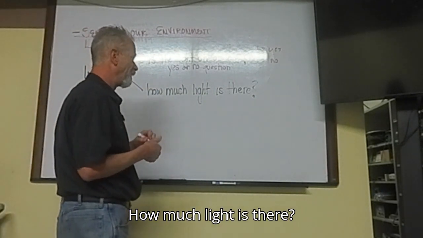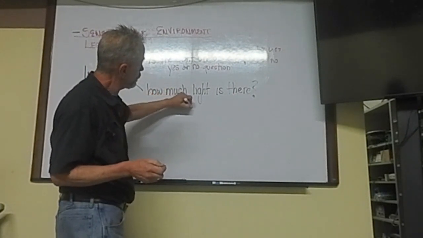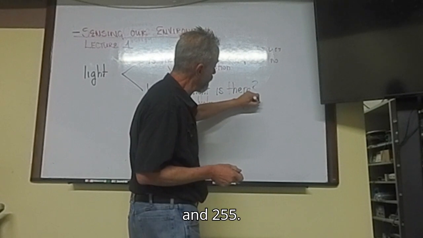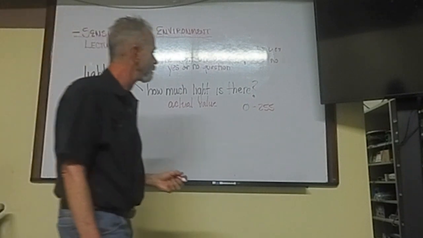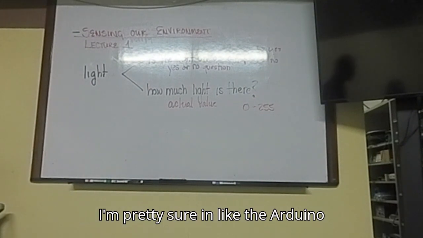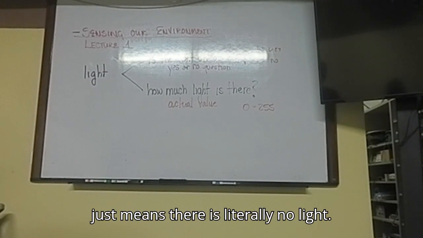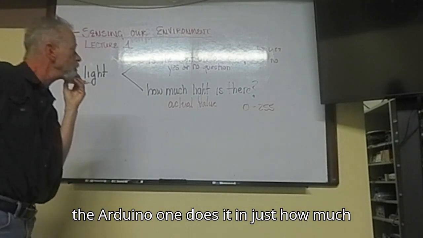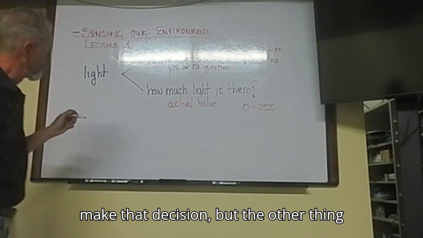How much light is there? Now we're going to have an actual value, which is going to be somewhere between 0 and 255. And then I'm pretty sure in the Arduino sense, they're technically both done through the number. If it's 0, that just means there is literally no light. And if it's any other number, that means there is light there. So I'm pretty sure the Arduino does it in just how much light is there. Well, the Arduino could make that decision.